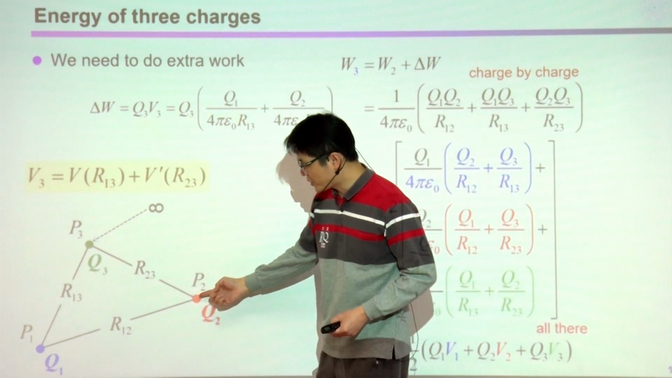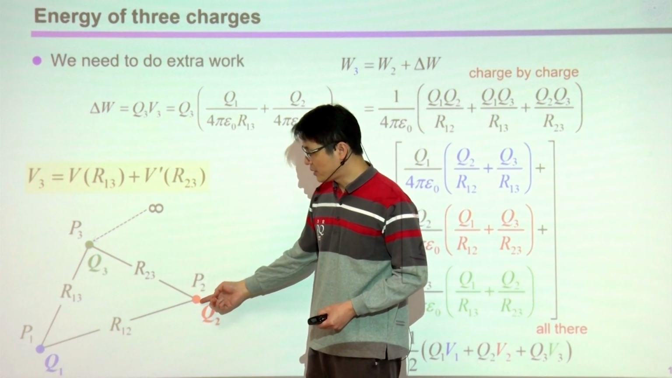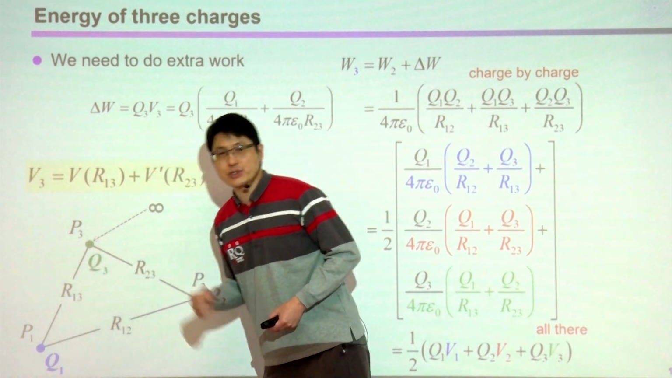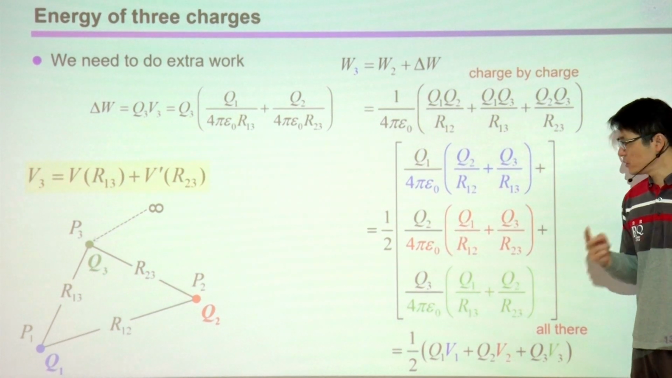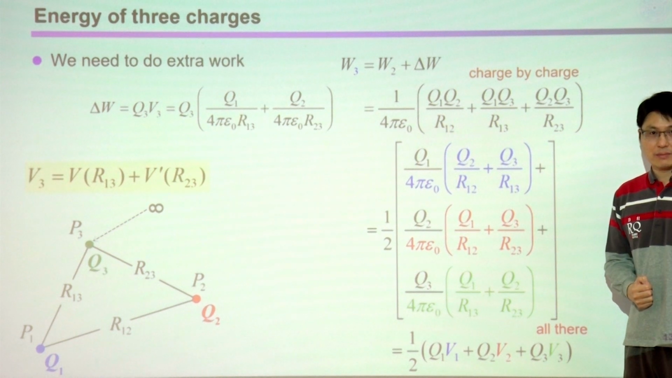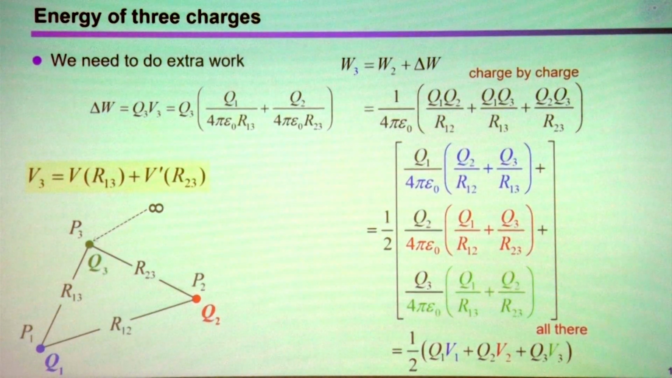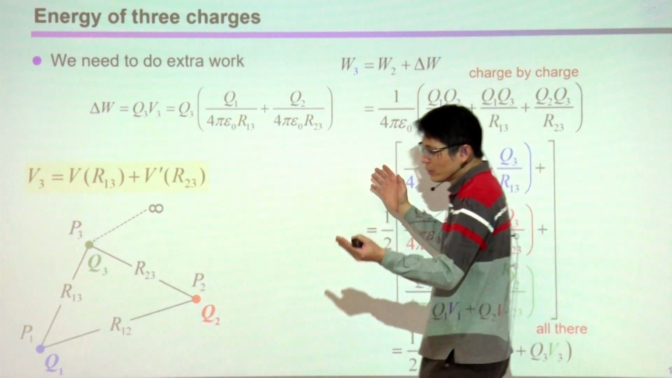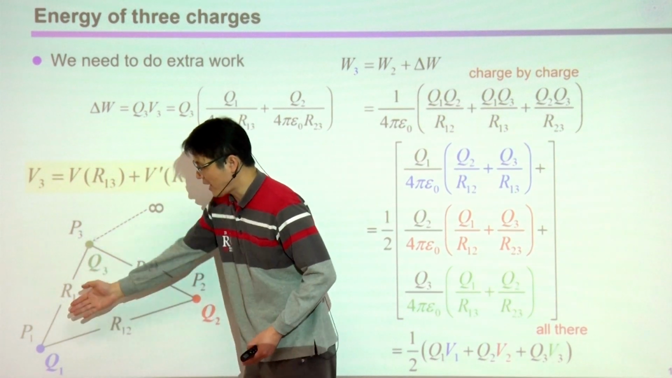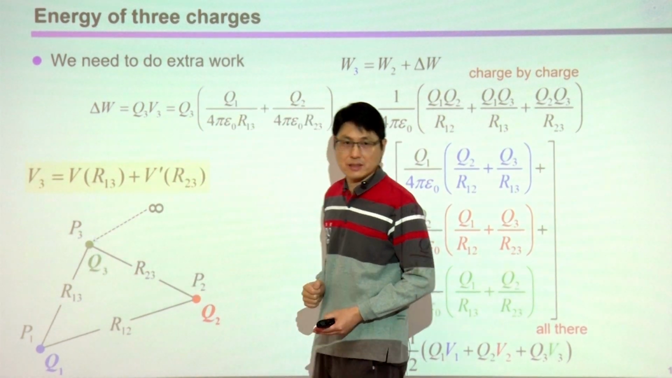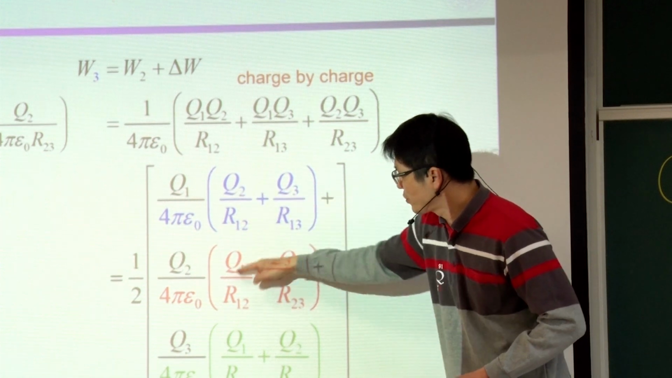And now I look at charge Q2. Well, it's there, and I have to work against the potentials of these 2. So again, Q2, V2, and in this case V2 also has 2 contributions, right? Q3, V3. So together, from a different viewpoint where I don't care about the sequence of charges coming in, I just calculate everything as they all are present. I have a total of 6 terms, right? 1, 2, 3, 4, 5, 6.